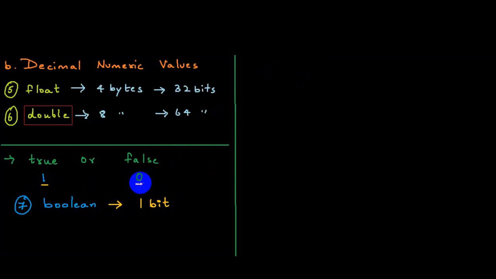So we have two more remaining things. What are those two more remaining things? Now my requirement is to store a single character.